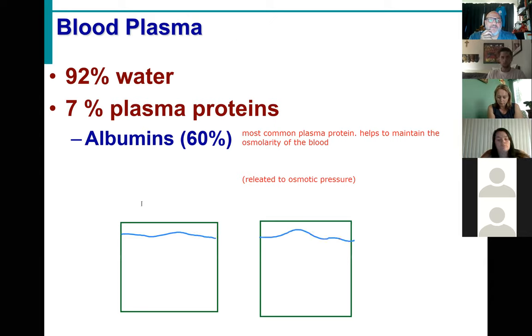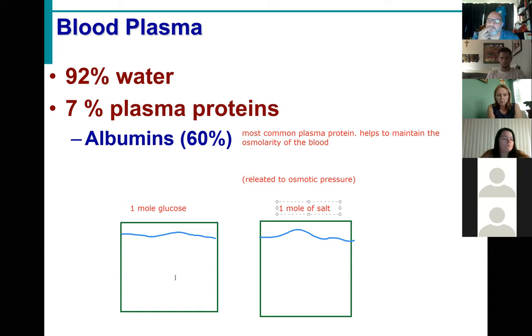And in one of them, I put 1 mole of glucose. And in the other, I put 1 mole of salt. Do these two now have the same osmolarity?